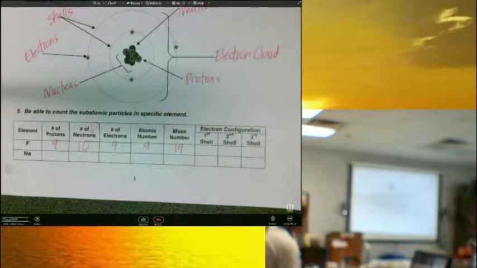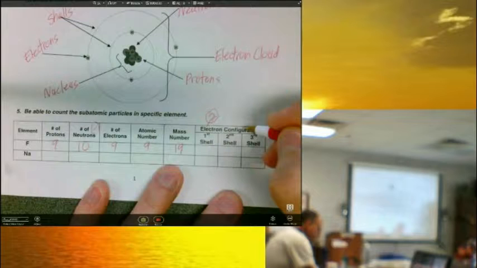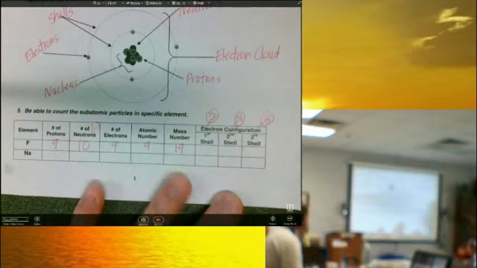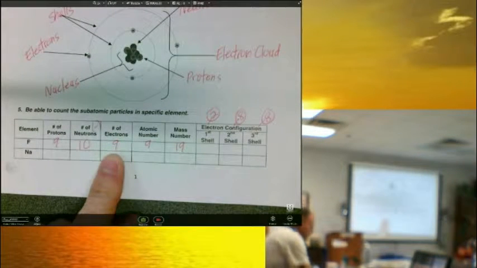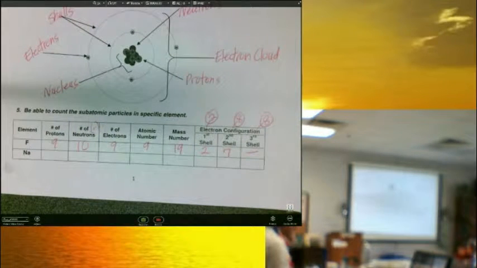Okay, electron configuration. You need to remember that in the first shell, there can be 2 electrons. In the second, there can be 8. In the third, there can be 8. Okay. We have 9 electrons. 2 will go here. 7 will go here, and there will be none in the third shell.